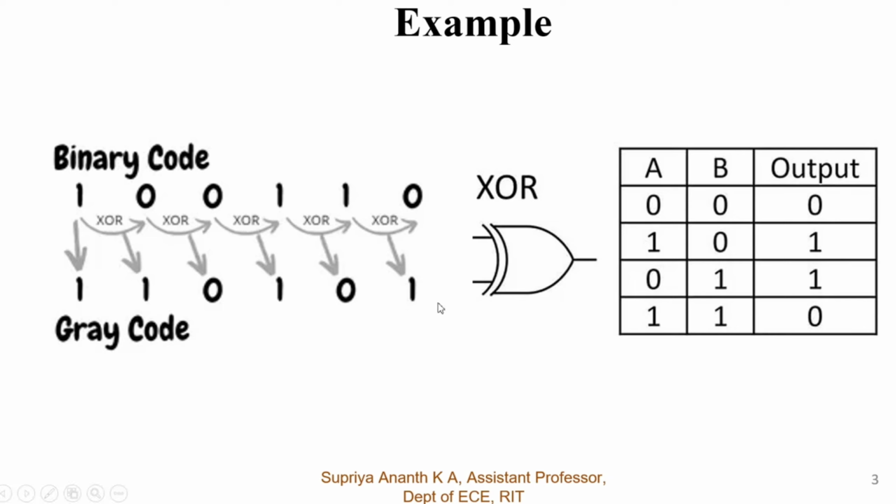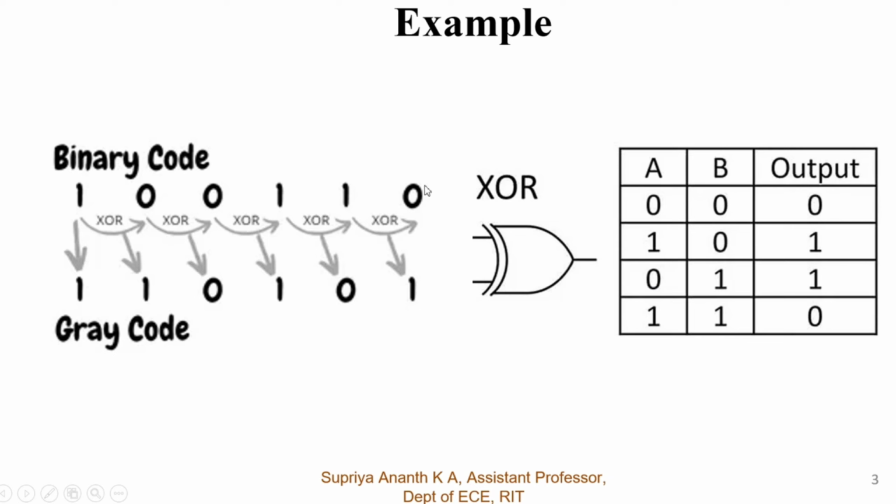Here you can observe an example, and you can also observe the XOR gate truth table. In order to observe the binary to gray conversion, you should know the operation of the XOR gate. The XOR gate has two inputs and one output, where 0 0 gives 0, 1 0 gives 1, 0 1 gives 1, and 1 1 gives 0. By knowing this operation, you can convert the binary into the gray code.